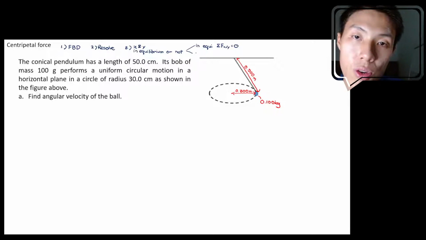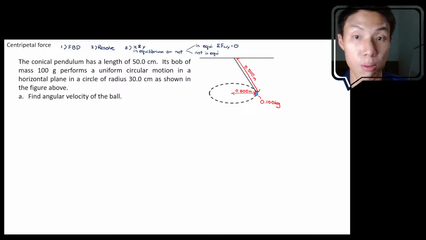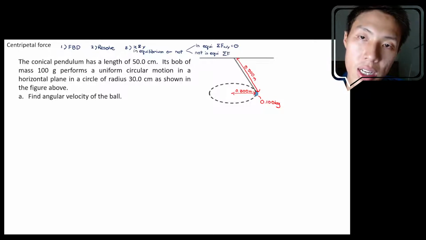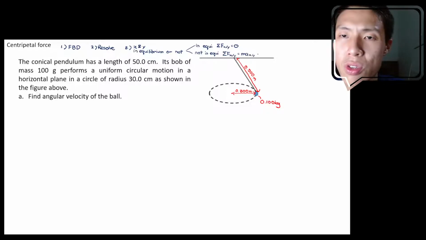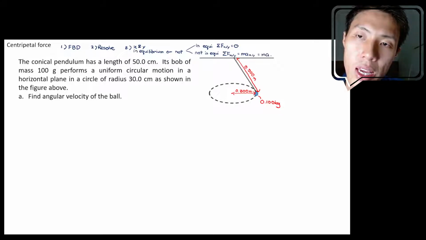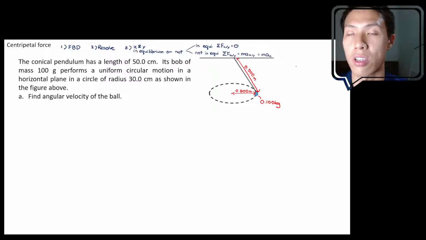In the other cases where you are not in equilibrium, which is usually the case when the object is accelerating, and moving in a circular motion is accelerating as well, we are going to analyze the forces in that axis in terms of MA. In this case, it can be MAx or MAy, but we usually just call it MA centripetal, because this is usually the plane where we have circular motion.